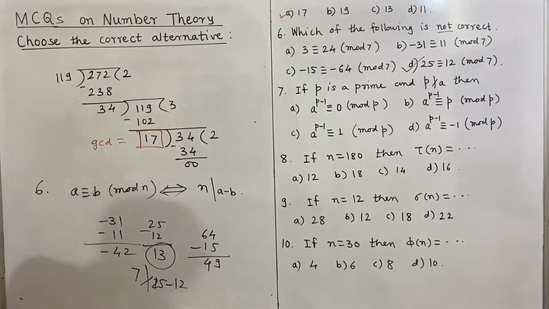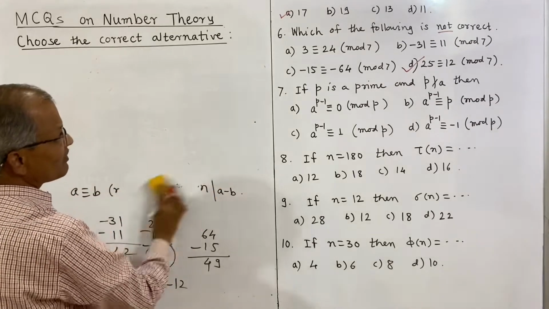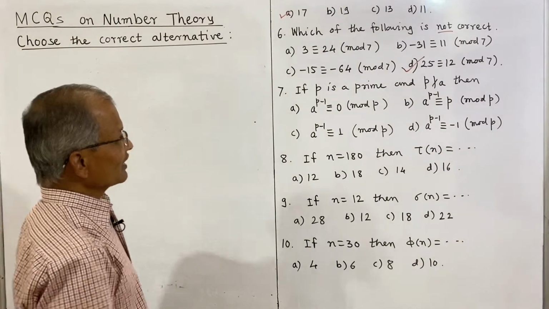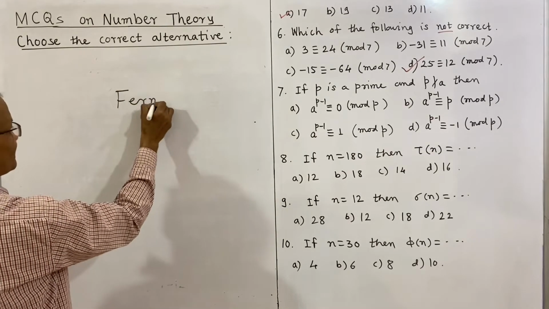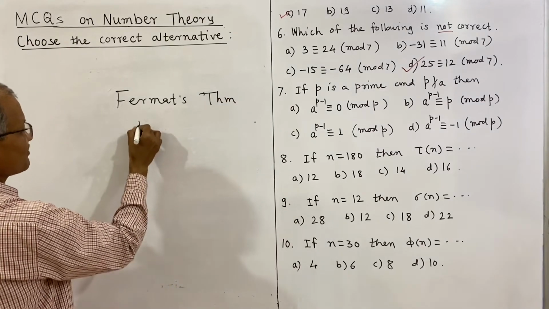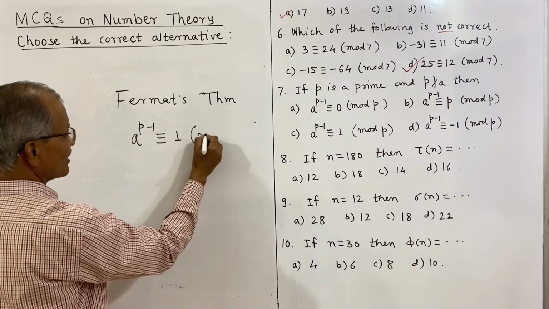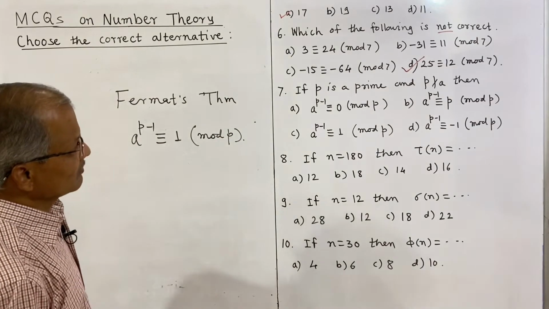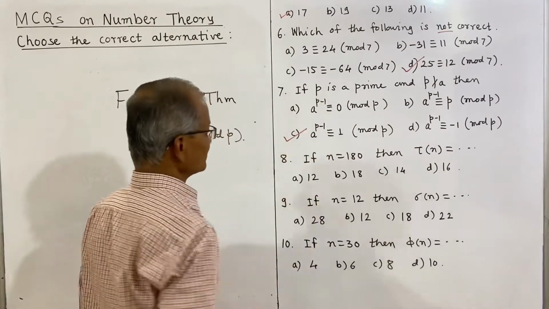Next: if P is prime and P does not divide A, then A to the power P minus 1 is congruent to which number under modulo P? Actually, the seventh is a theorem, Fermat's theorem: if P is prime and P does not divide A, then A to the power P minus 1 is congruent to 1 under modulo P. This is a theorem known as Fermat's theorem. So the correct alternative is C.